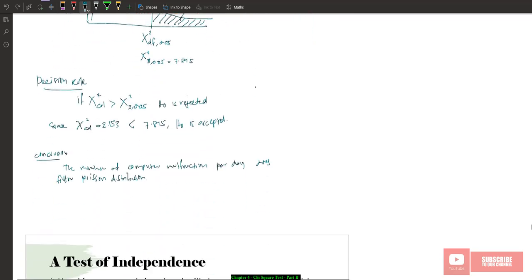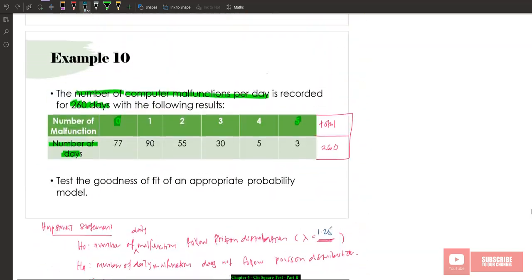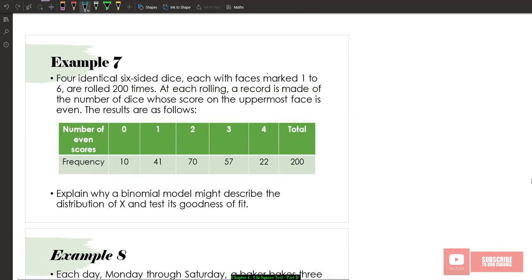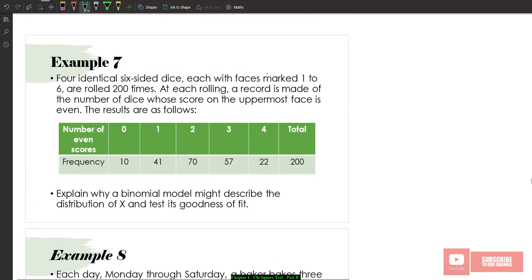So I think that's all for today, right? I just want you to understand the concept of how to test the hypothesis, goodness of fit test, to determine whether the data is following a binomial distribution, Poisson distribution, or other distributions, right? So don't forget, you have example number 7 and example number 8 to solve by yourself. Please treat this as your homework, right?